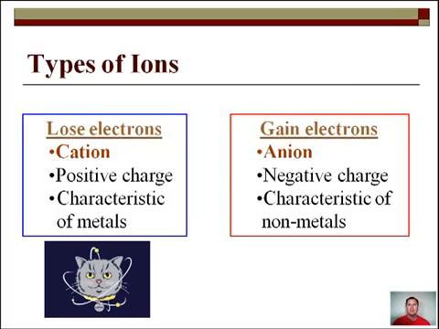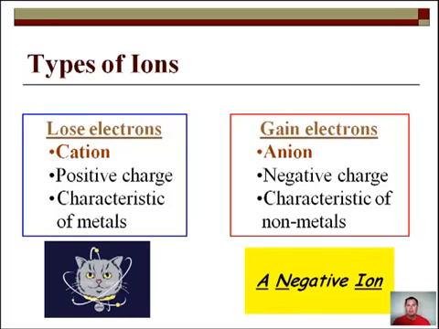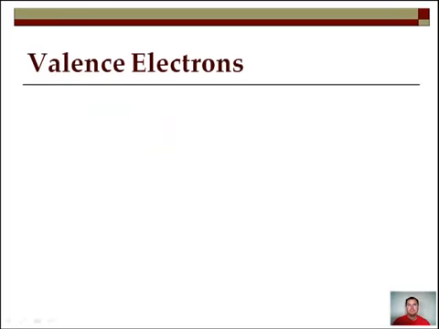Here's a good hint for remembering this. An anion, for me, stands for a negative ion. It's a good way to remember that. I'll tell you another one about the cat in class, how to remember that. So cations lose electrons and have a positive charge. Anions gain electrons and have a negative charge.